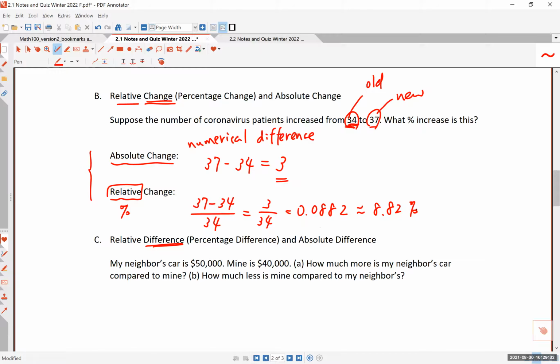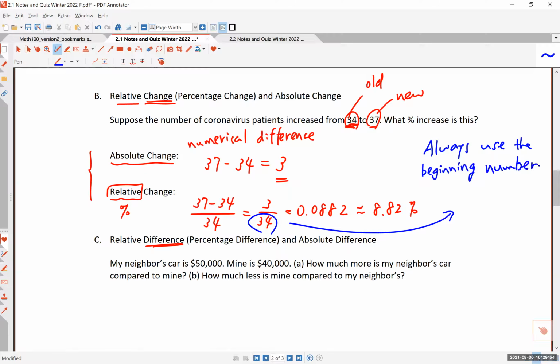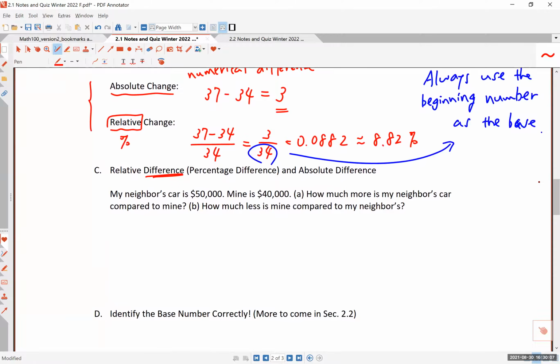But the key here is to always use the first number, or the beginning number, in this case 34, as the base. That's something that you really need to remember when you try to find the relative change when numbers change. All right. Now let's go to relative difference, which is the percentage difference.